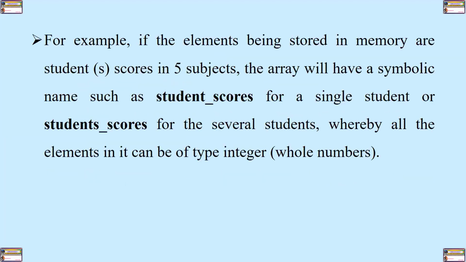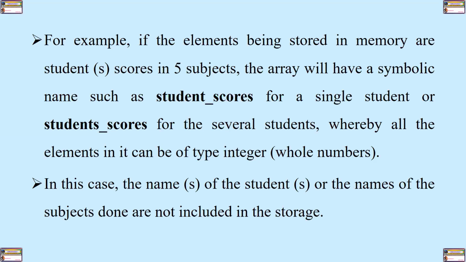For example, if the elements being stored in memory are student scores, or a score in 5 subjects, the array will have a symbolic name such as student scores for a single student or student scores for several students, whereby all the elements in it can be of type integer. In other words, my dear students and the rest of the learners, the way we name variables is the same way that we name arrays. In this case, the name or names of the student or students or the names of the subjects done are not included in the storage.